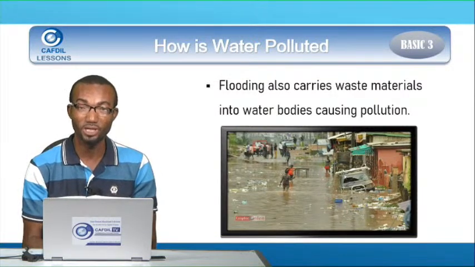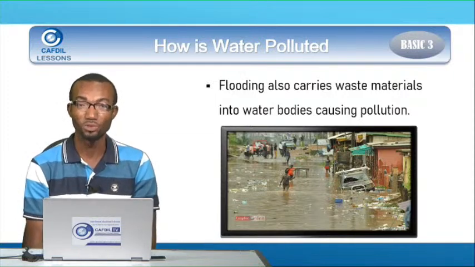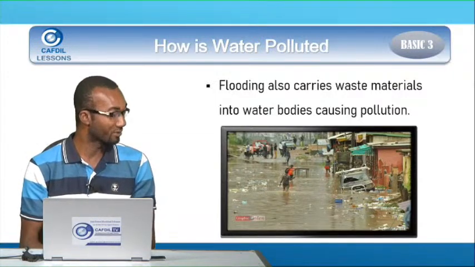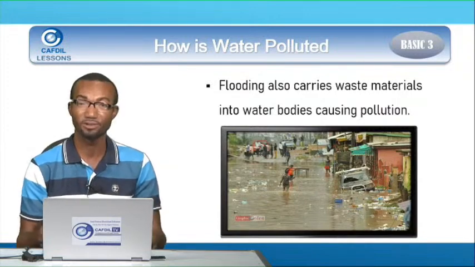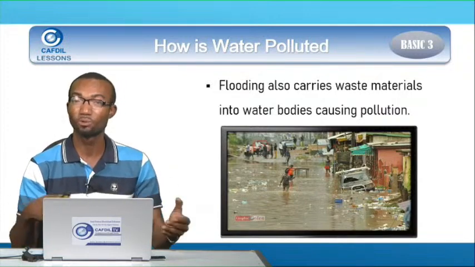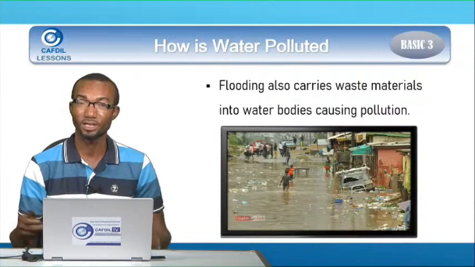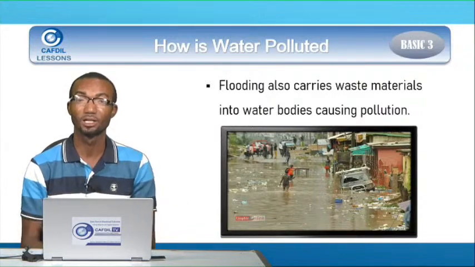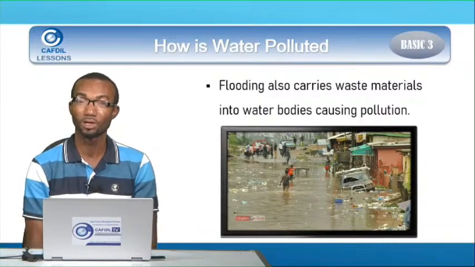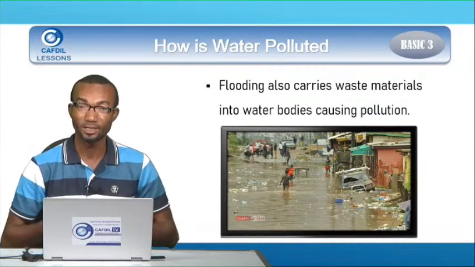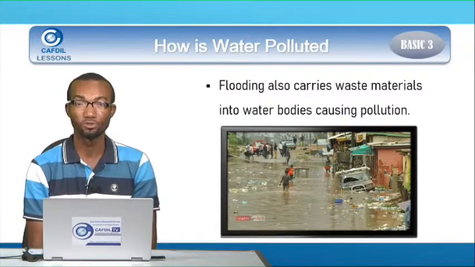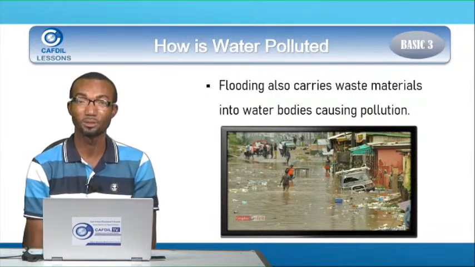So this is one way that we also pollute water bodies. Anytime it rains and then the place gets flooded, you see that the rain will bring any kind of rubbish, or the running water will gather all kinds of rubbish from every corner, and then they will all be pushed into our water bodies. And this results in the pollution of our water bodies.